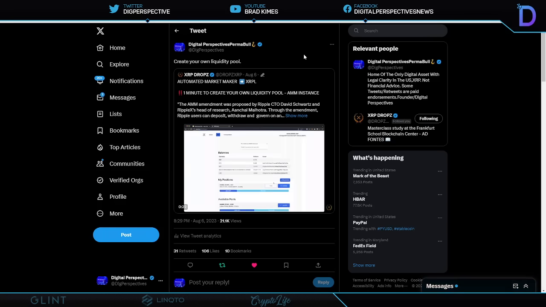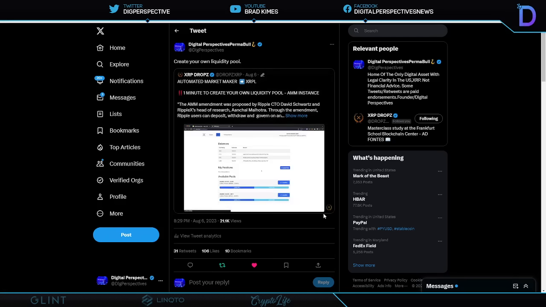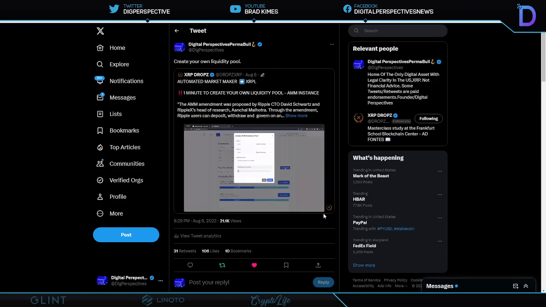And here, create your own liquidity pool, ladies and gentlemen. Shout out to XRP Drops, who does so much for this community. Automated market maker, XRP Ledger. Take a look at how quickly it comes together. But let's go ahead and just create our own liquidity pool. All right, so let's go with XRP, and I guess we'll go with ETH. And then let's just say that I want to do 250 XRP, and I'll do 750 ETH, right? And then here is a trading fee that I'll just set to 0.025. So let's go ahead and create this bad boy.